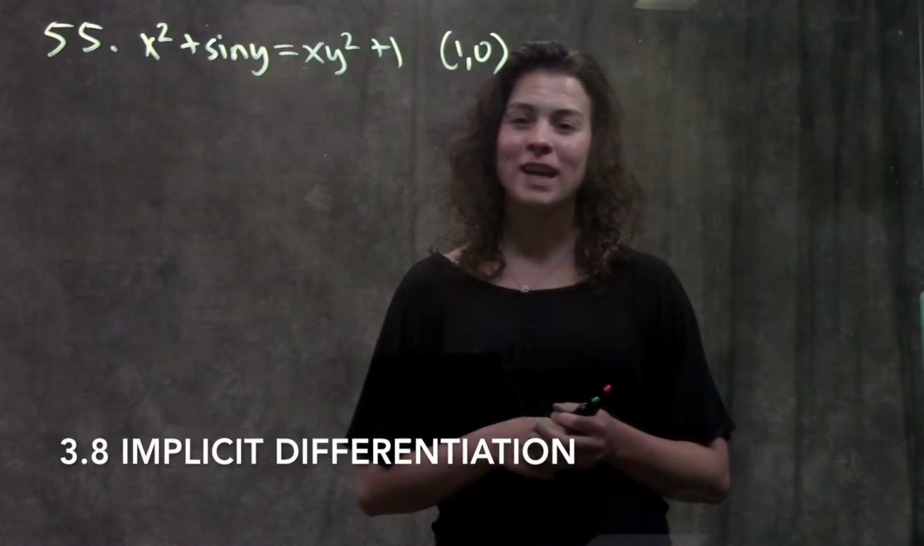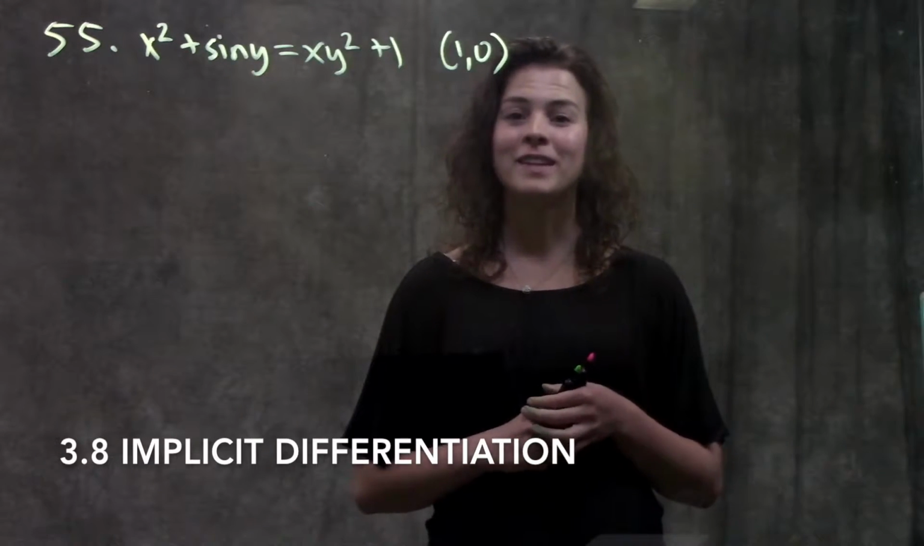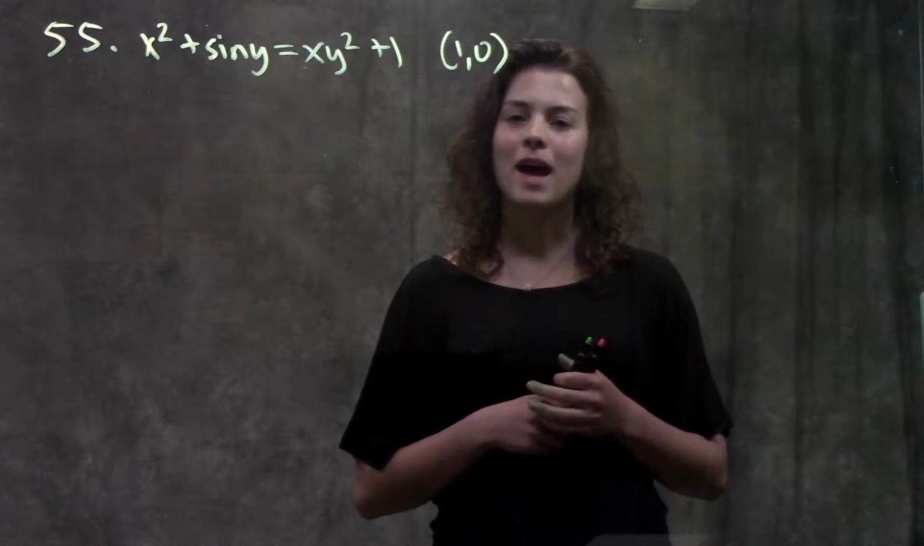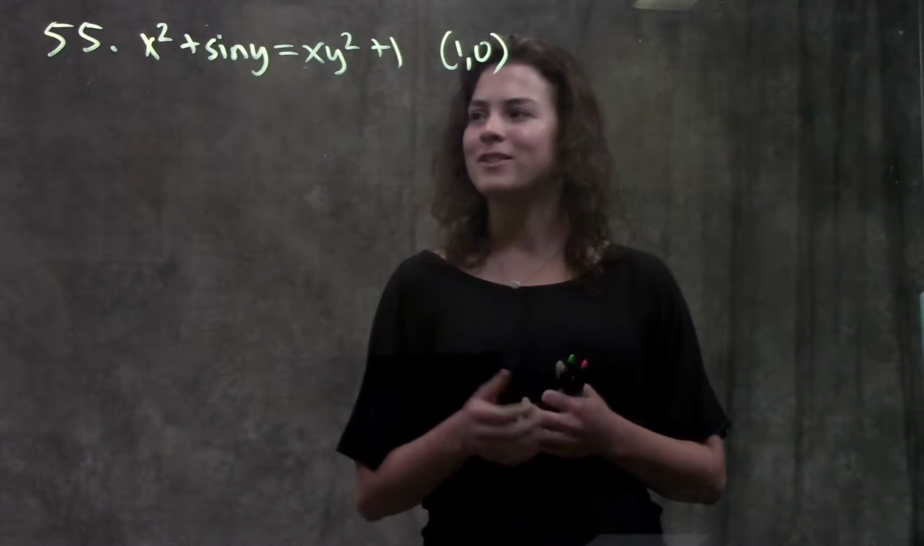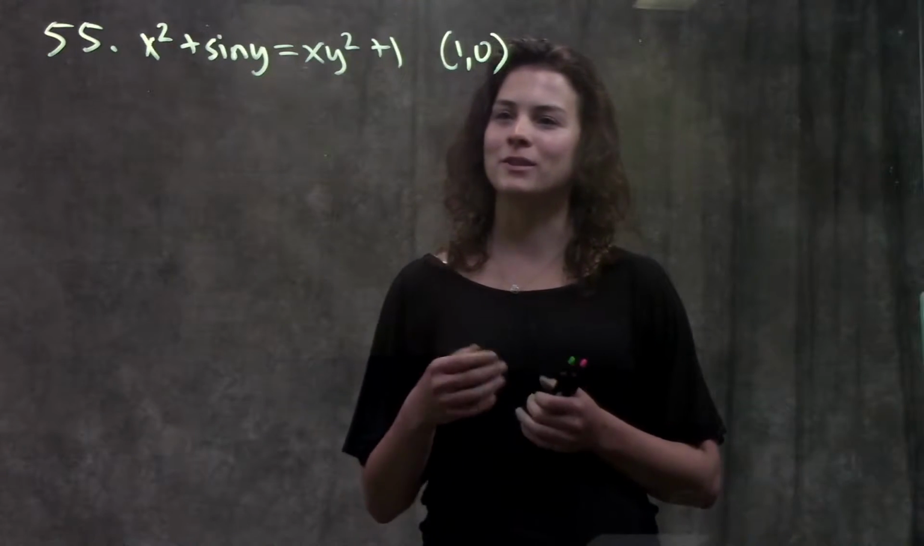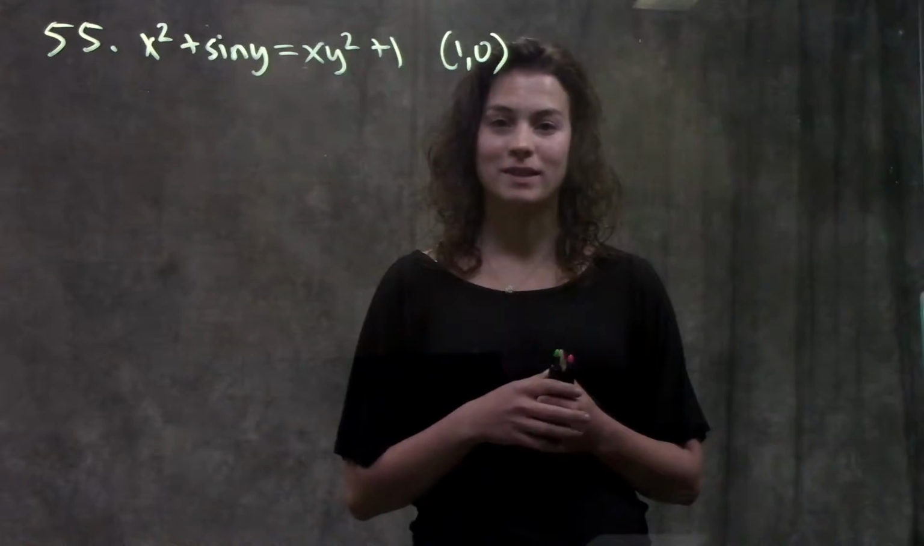This is section 3.8, Implicit Differentiation. And in this video, we're going to go through an example of how to find the equation of a tangent line using implicit differentiation. So this is number 55 in your book. It gives us this equation, and it gives us the point (1, 0).